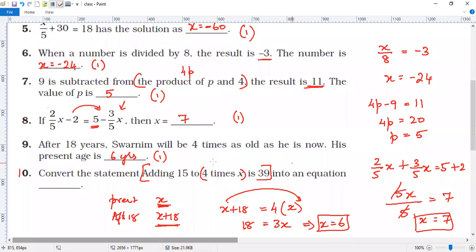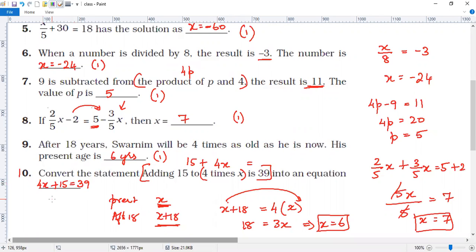Adding 15 to 4 times x. What is 4 times x? 4x. What is meant by adding 15? It is adding 15 to 4 times x. "Is" means is equal to 39. So to 4 times x, I'm adding 15 and that is giving me 39.